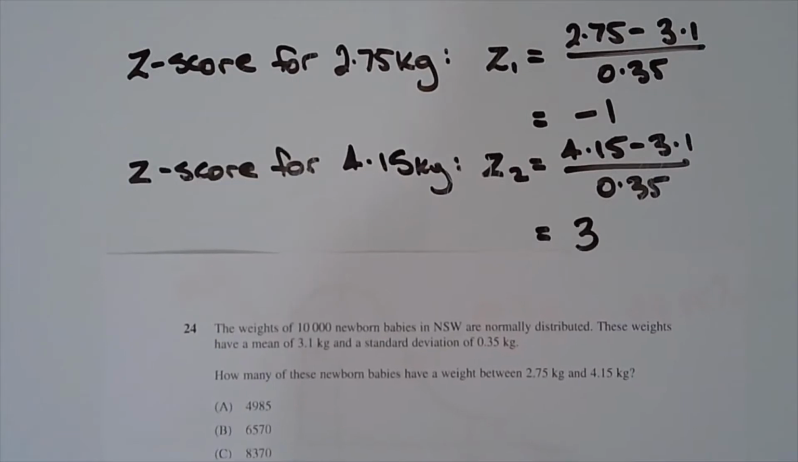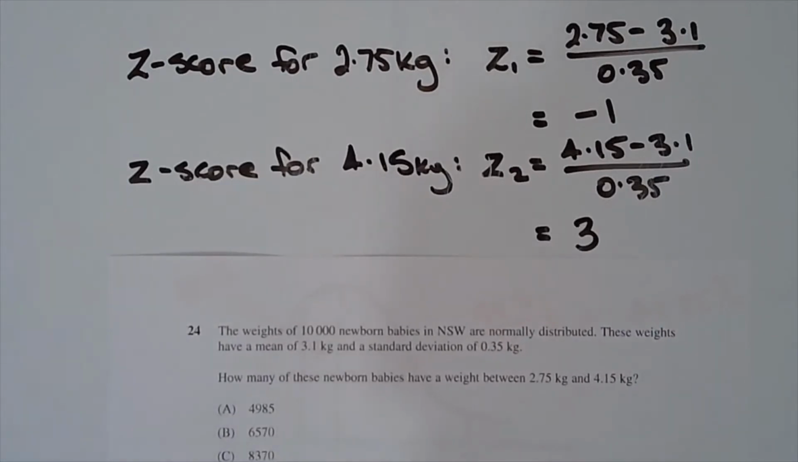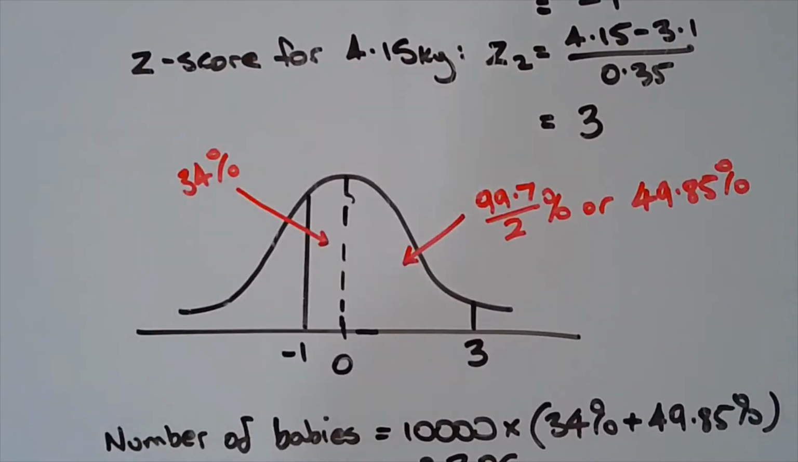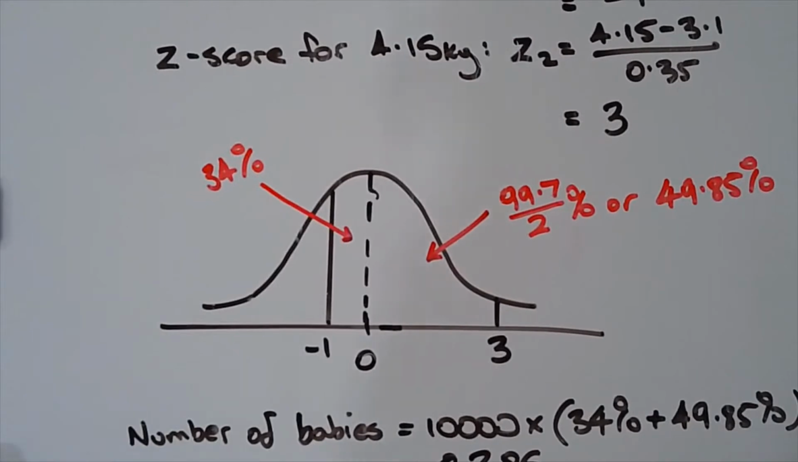And likewise, the z-score for 4.15 kilograms is calculated in a similar way. I'll call it Z2, which is equal to 4.15 minus 3.1 divided by 0.35, and we get a z-score of 3. So if we visualize that on the normal distribution, there's a z-score of negative 1, a z-score of positive 3, and the percentage under the normal distribution between these two z-scores can be worked out this way.